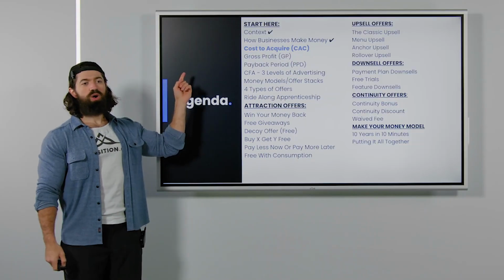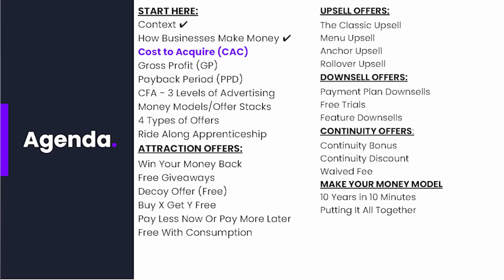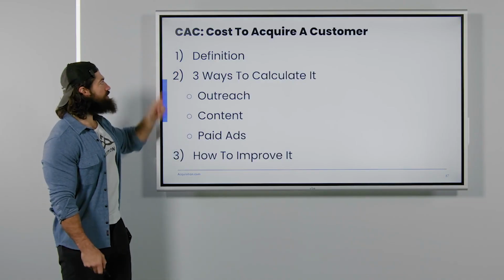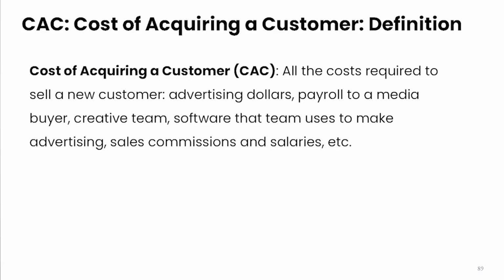So, cost to acquire a customer, aka CAC. Let's dive in. Cost to acquire a customer again. So, let's start with the definition. All right, cost of acquiring a customer: all the costs required to sell a new customer.